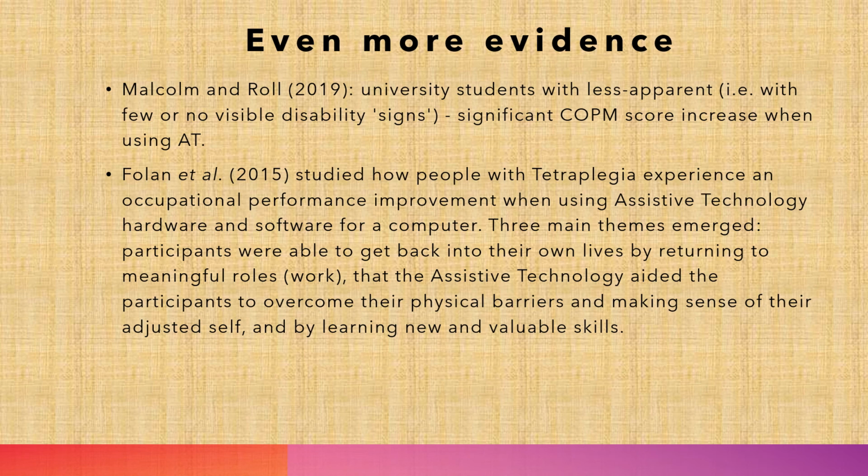The authors found that 3 main themes had emerged: that the participants were able to get back into their lives by returning to meaningful roles, including returning to work, that the assistive technology assisted participants in adjusting to their injury by overcoming physical barriers and making sense of their altered self, and by learning new and valuable skills.